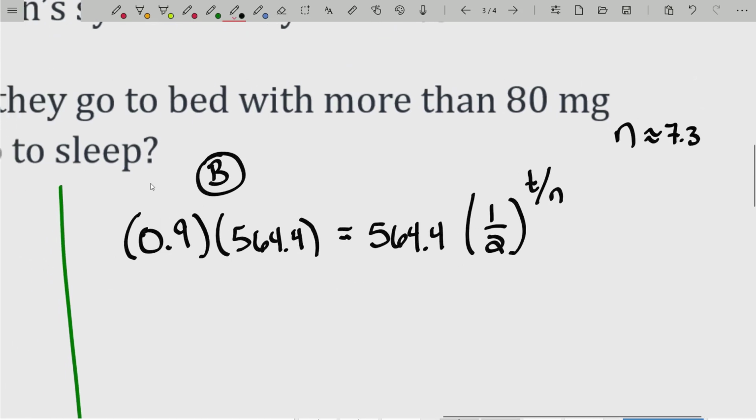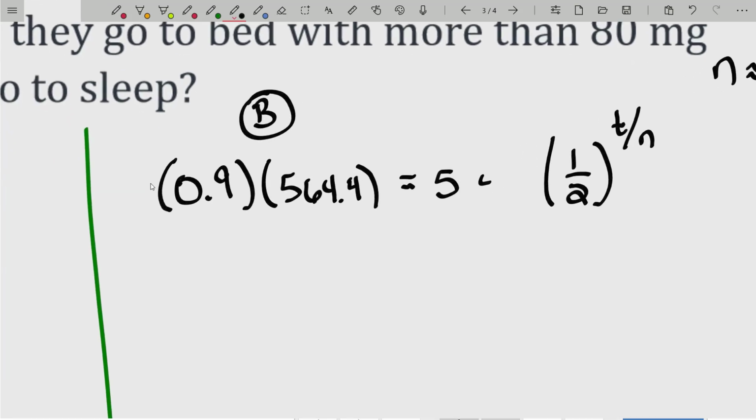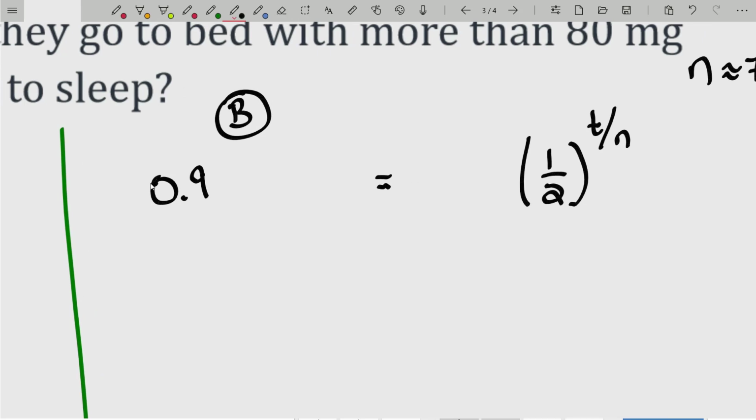You want to know how long it takes for the amount of caffeine in this person's system to decay by 10%, which means they have 90% left. Notice if you divide both sides by 564.4, you're really asking, when is 0.9 equal to 1/2 to the t over n? That is something you need to get used to with exponential models. If they say, I need to know when there's 30% left, well, you just solve this equation. You don't care about the initial population because it will be on both sides and you'll divide it out.